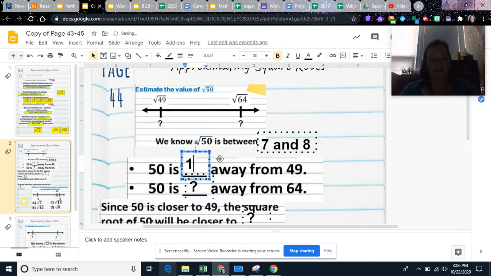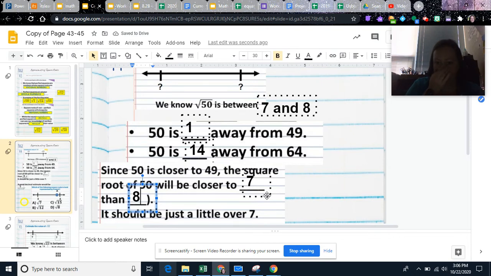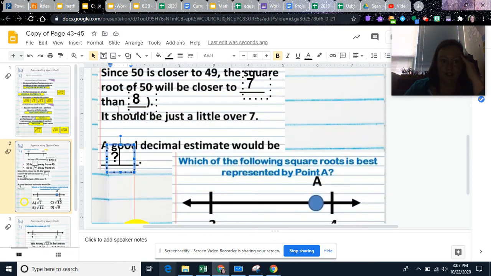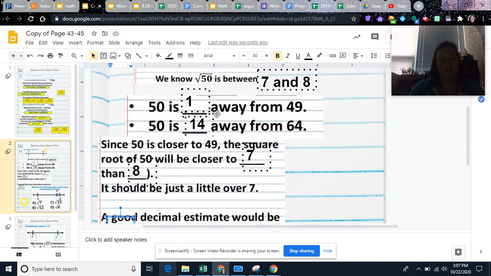50 is 1 away from 49. It's 14 away from 64, so you can just subtract to get those answers. And so since 50 is closer to 49, the square root of 50 will be closer to 7 than 8. And so it should be a little more than 7. A good decimal estimate, since it's only 1 away, maybe 7.1. If it's about halfway between the two, you'd want to use 7.5. If these numbers are closer to being the same amount apart, that would be 7.5.